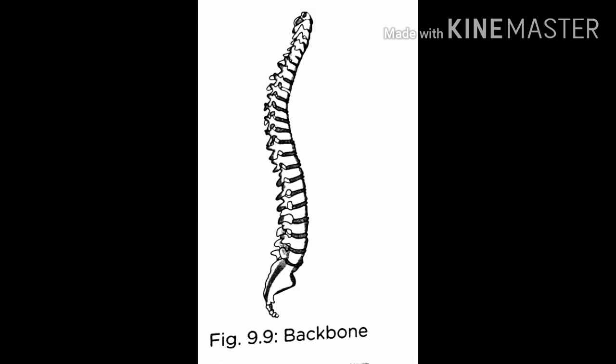It protects the spinal cord. The main function is it protects the spinal cord. And the backbone gives central support for the body. And it helps in standing upright and it provides support during locomotion. Locomotion means motion, moving from one place to another.